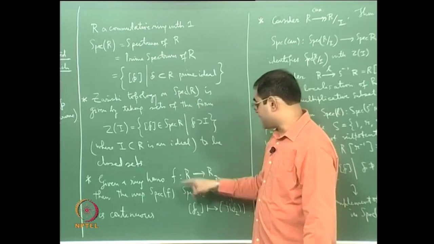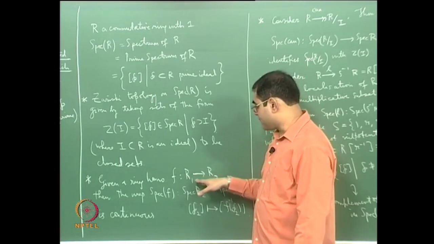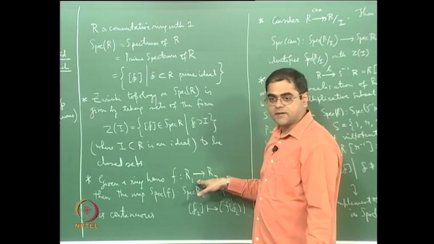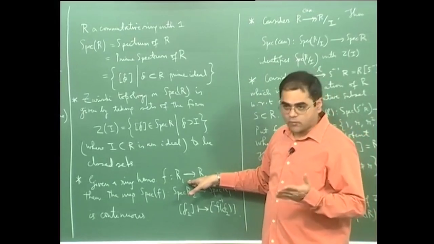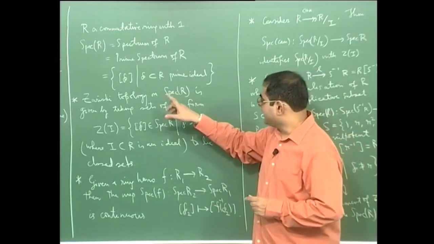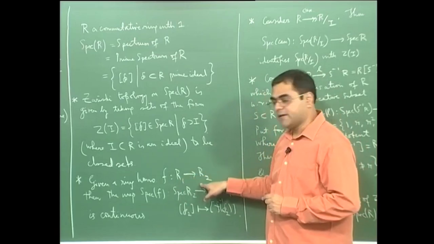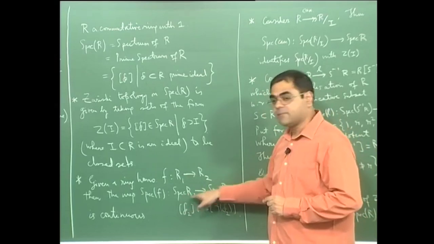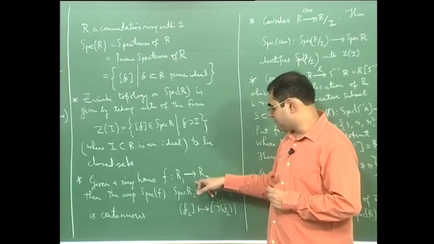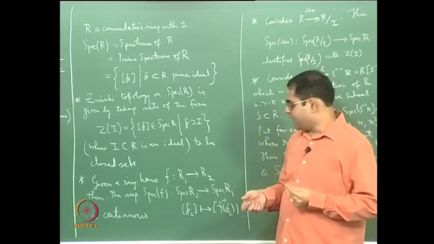And the formation of the spectrum is actually a functor. It is what is called a contravariant functor, okay. So it's a contravariant functor from the category of rings, commutative rings with one. The objects are commutative rings with one, and the morphisms are ring homomorphisms which take one to one, and it's a contravariant functor from this category to the category of topological spaces. Namely, it associates to every R a Spec R, which is a topological space, and to every ring homomorphism, it associates a continuous map in the reverse direction for the corresponding topological spaces given by this prime spectrum. Okay, this reversal of the arrow when you apply Spec is what is meant by its contravariance, okay, and it's a functor, all right.